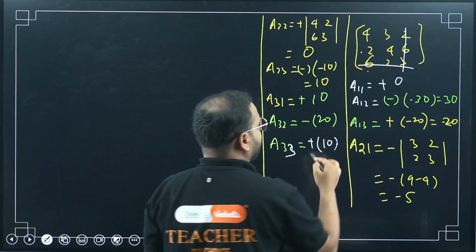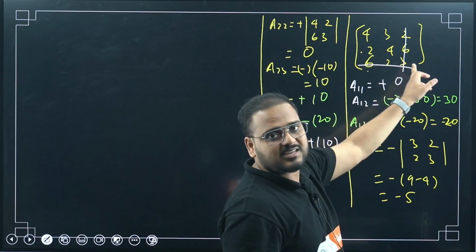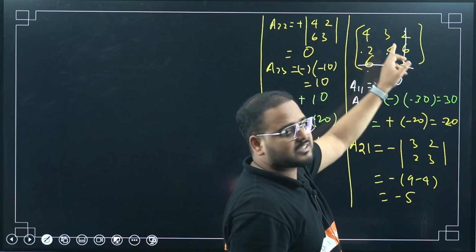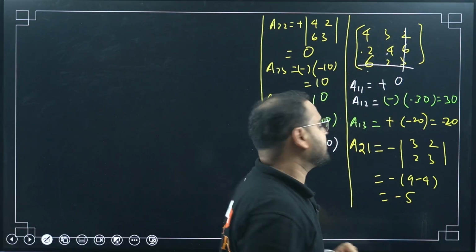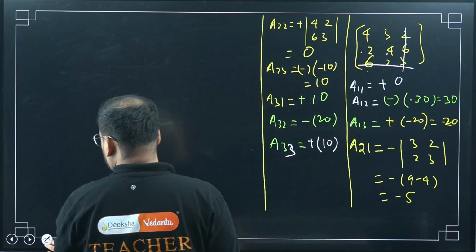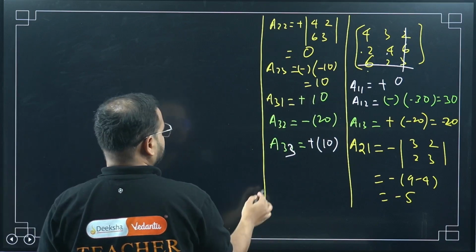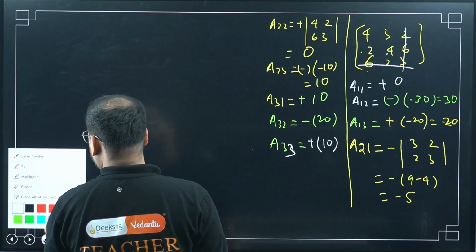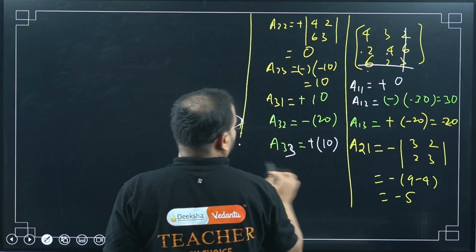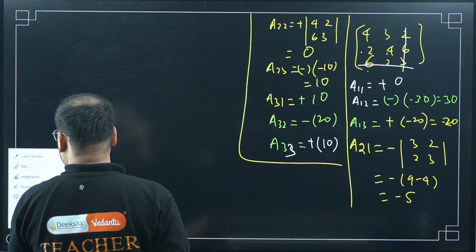Please check. I'll repeat. For the last one, I'll cancel the last row and last column. 4 times 4 is 16, 3 times 2 is 6, so 16 minus 6 is plus 10. Okay. Now let's quickly write the adjoint now.